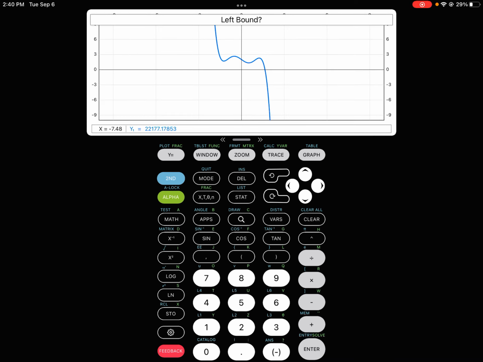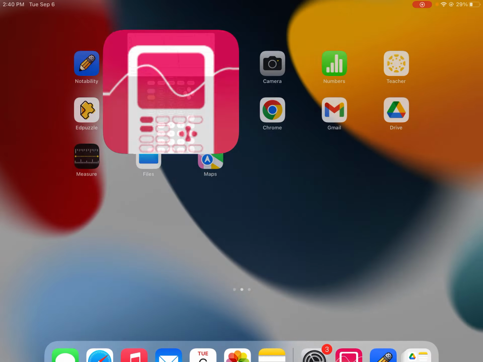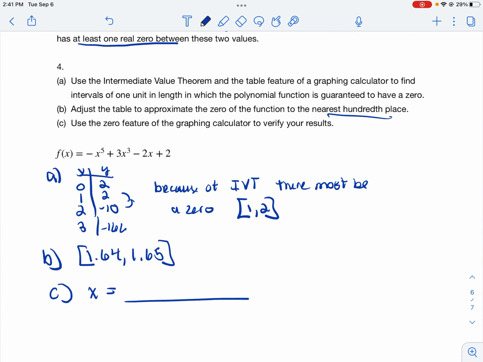And it asks for left bound. So I need an x value to the left of that 0. So I'm just going to move my cursor until it gets close to that 0. So now you can see my little point there. It'll move close, but never pass it. So I got to stop there, push enter, and then move it past the 0. Push enter, enter again. And it tells us our 0 is 1.6463. And then your calculator might even go to more points.